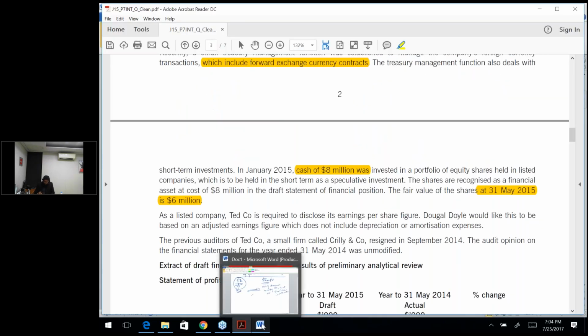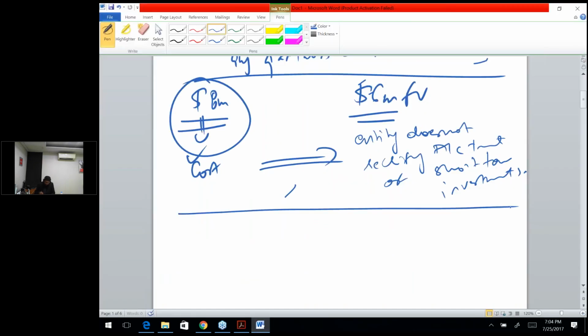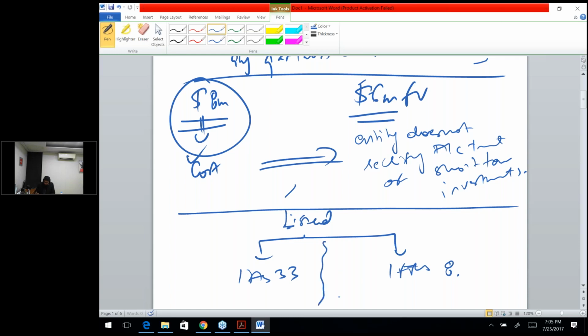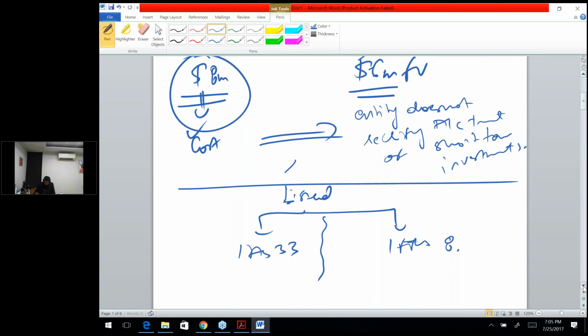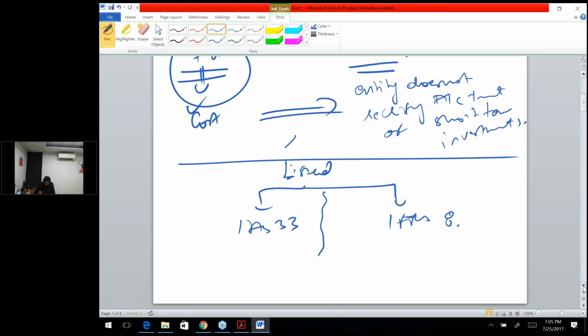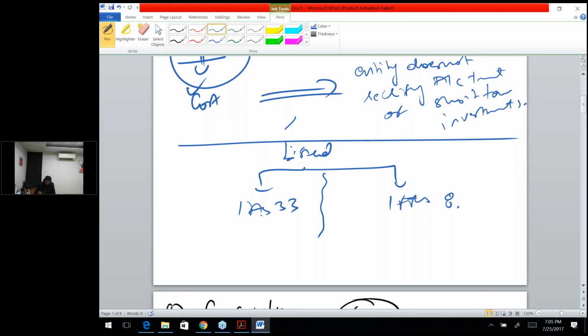Now let's move forward. As a listed company, TED is required to disclose earnings per share figure. When it comes to listed companies, there are two specific standards which apply to listed companies. One of them is IAS 33 and the other one is IFRS 8. So if you come across scenarios for a listed company with some disclosure based issues, I did discuss one of the cases of IFRS 8 yesterday, but for IAS 33, again, there could be multiple risks. IAS 33 itself, the calculation is complex, so there could be multiple risks.